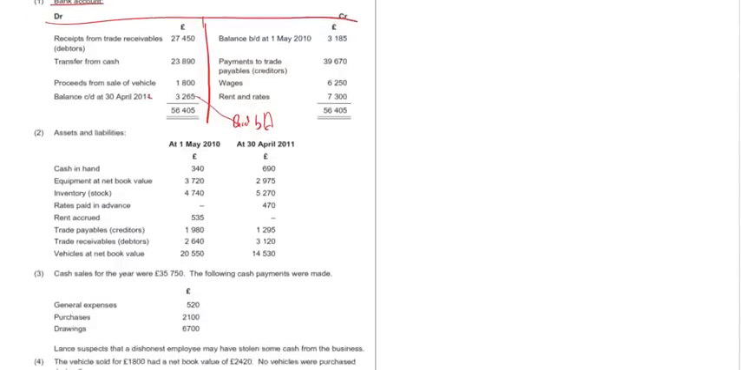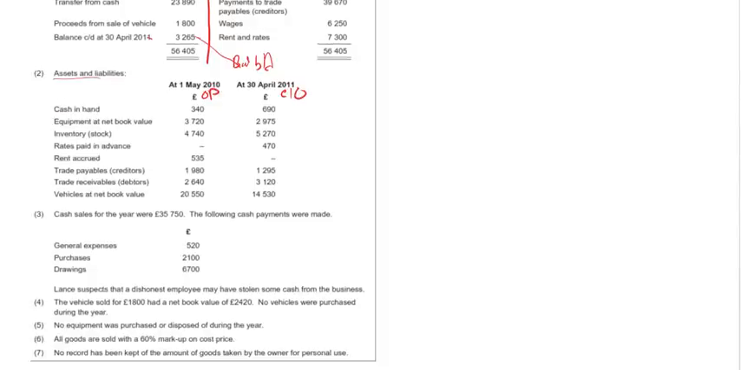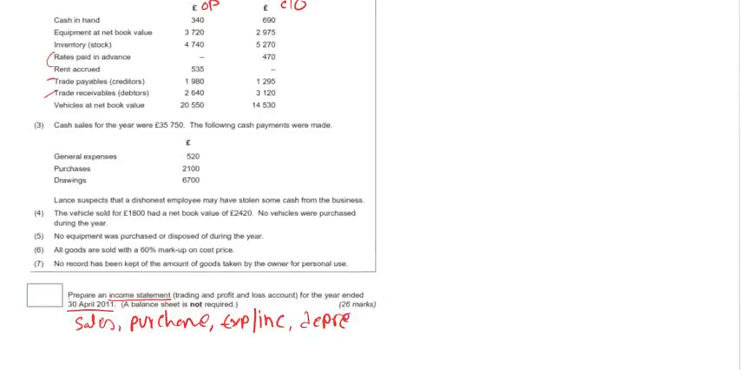And during the year, they gave us some assets and liability information. 2010, this is your opening. 2011, this is our closing information. What information is given? Cash, equipment opening and closing, inventory is given, rent and rates, that goes into the income statement, trade payables and receivables, which we will use for purchases and sales, and vehicle, two assets. So if two assets are given, obviously there should be depreciation on both, debits of equipment and debits of vehicle.